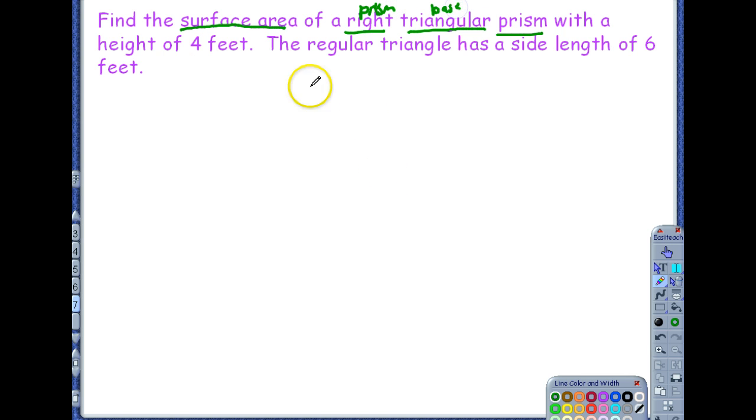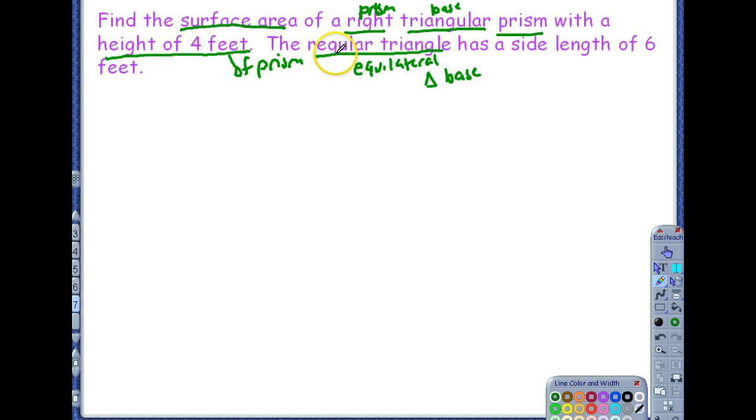Okay. We have a height of 4 feet. That's referring to the height of the prism. And a regular triangle. What is a regular triangle? Well, that means it's an equilateral triangle, and that's talking about the base. Don't forget, to be regular, it has to be equilateral and equiangular, which in a triangle, both will happen. It has a side length of 6 feet.